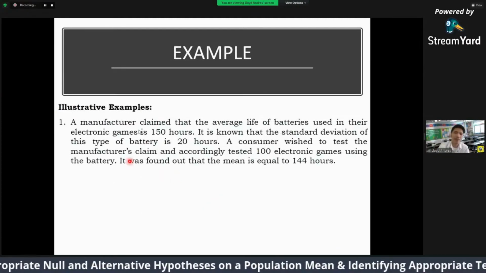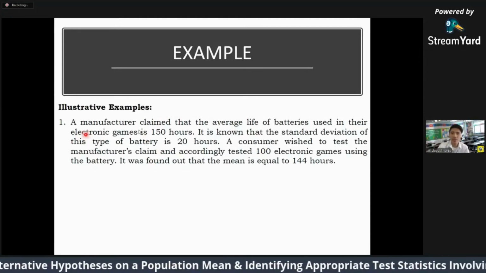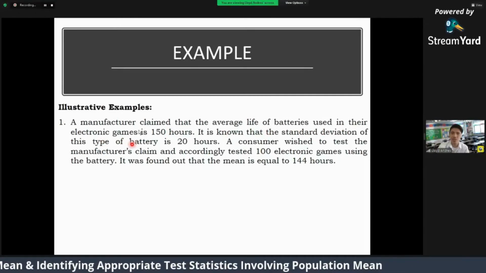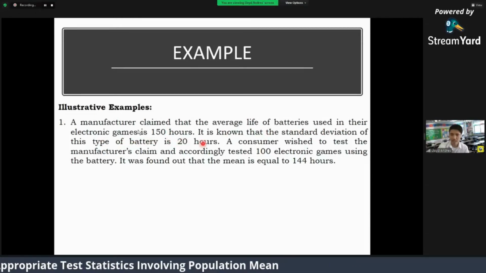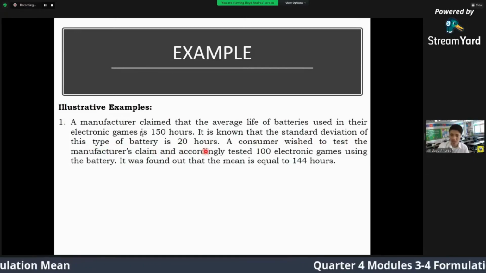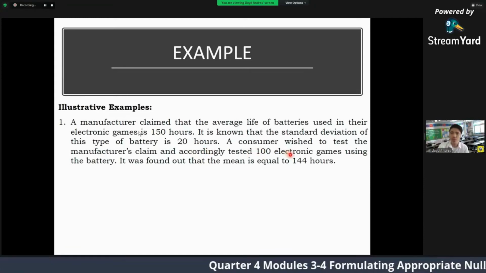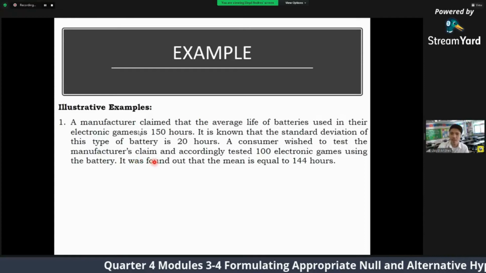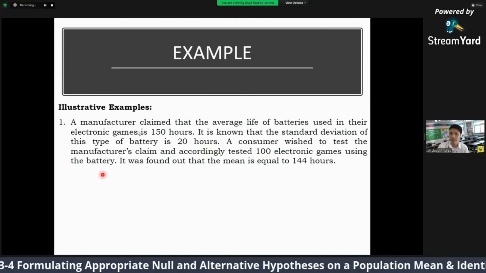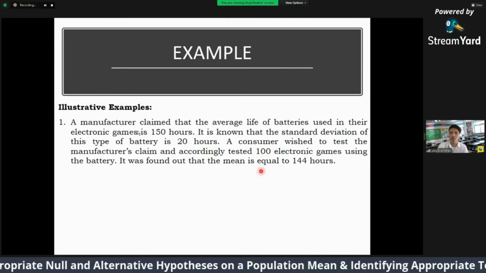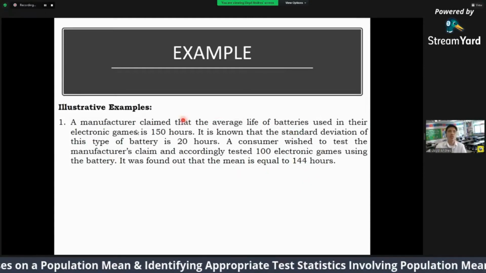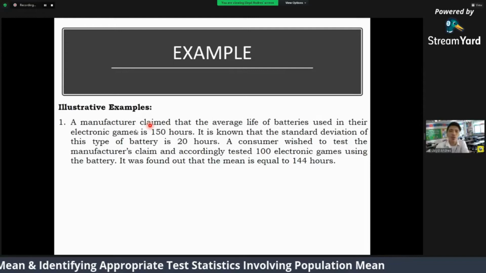So example ta. A manufacturer claimed that the average life of batteries used in their electronic games is 150 hours. It is known that the standard deviation of this type of battery is 20 hours. A consumer who wished to test the manufacturer's claim accordingly tested 100 electronic games using the battery. It was found out that the mean is equal to 144 hours. Ang main goal lang nato diri is to determine kung mag z-test ba ta or mag t-test.